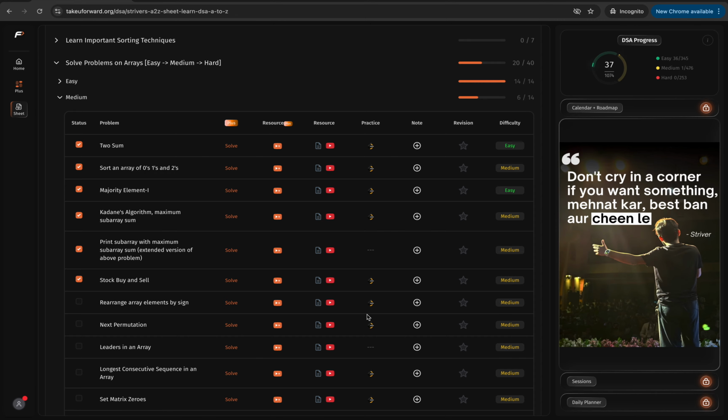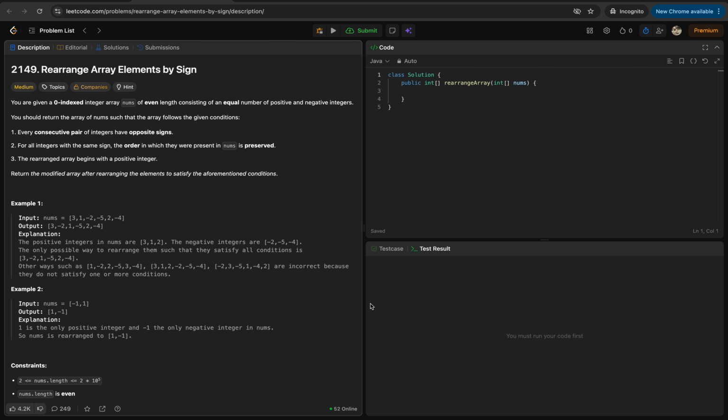Next is rearrange array elements by sign. You are given a zero indexed integer array nums of even length consisting of an equal number of positive and negative integers. You should return the array of nums such that the array follows the given condition. Every consecutive pair of integers have opposite sign. Meaning every consecutive pair of integers, okay, side by side we need positive, negative like this.